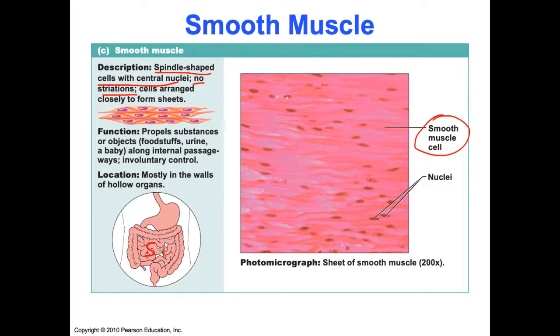So down here is the small intestine. We're going to find it along the esophagus. You may find it in the large intestine, the LI, the large intestine, which is here. You're going to find it in the uterus. You're going to find them around blood vessels, especially arteries. We're going to have smooth muscle.